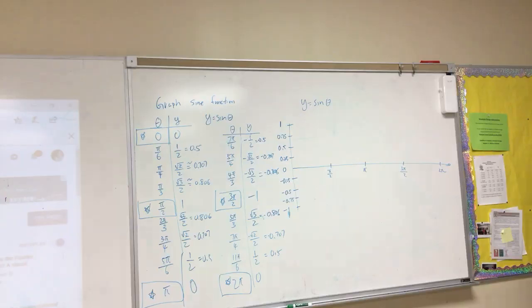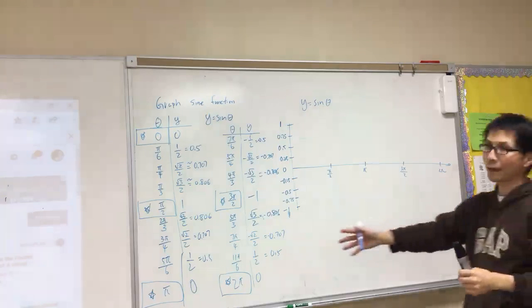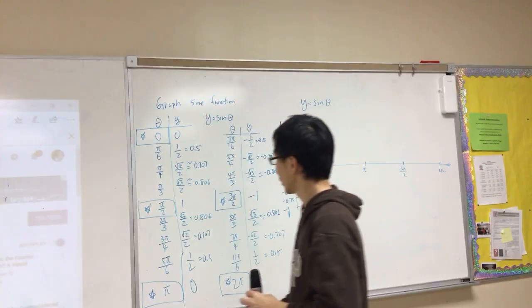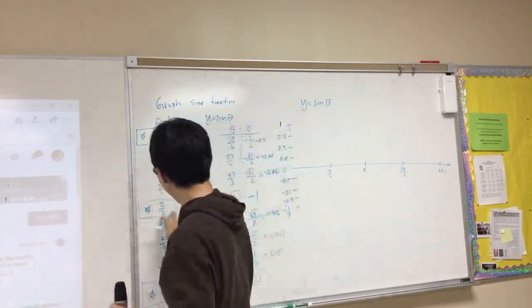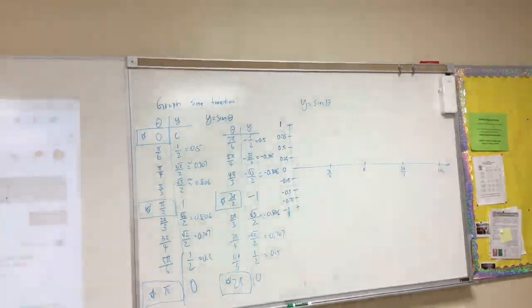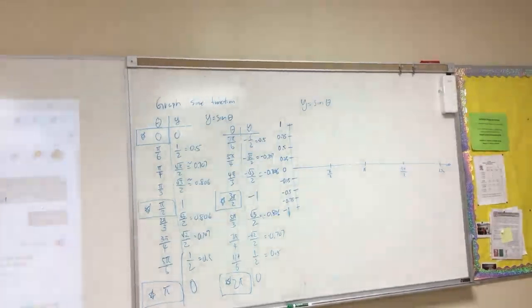So for the sine graph, I want you to graph everything. The numbers you can go with are 0, pi over 2, pi, 3 pi over 2, and 2 pi. Those are called the quarter periods. We're going to talk about what those quarter periods are.